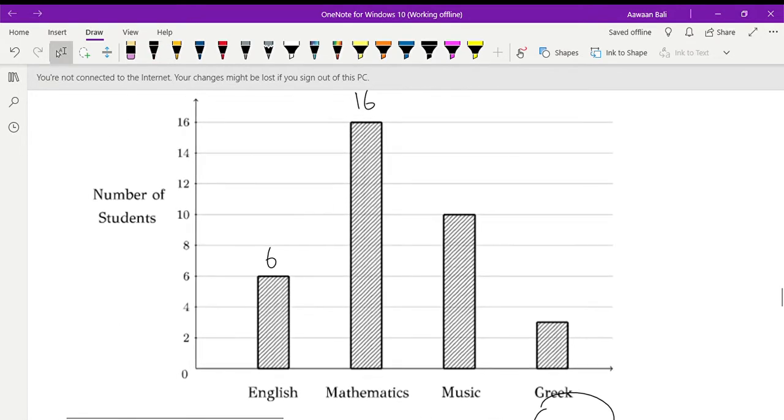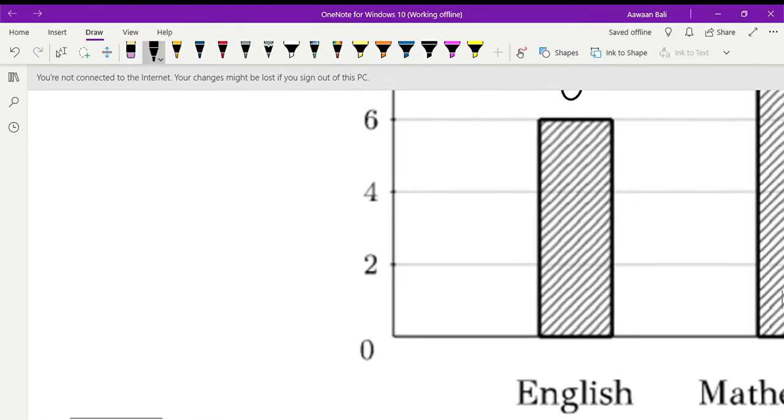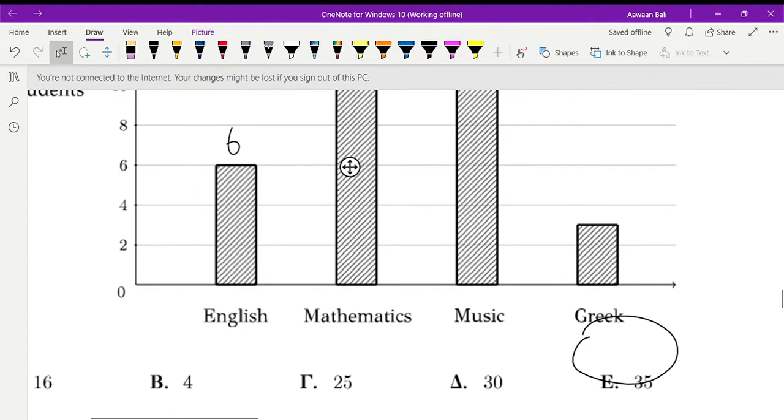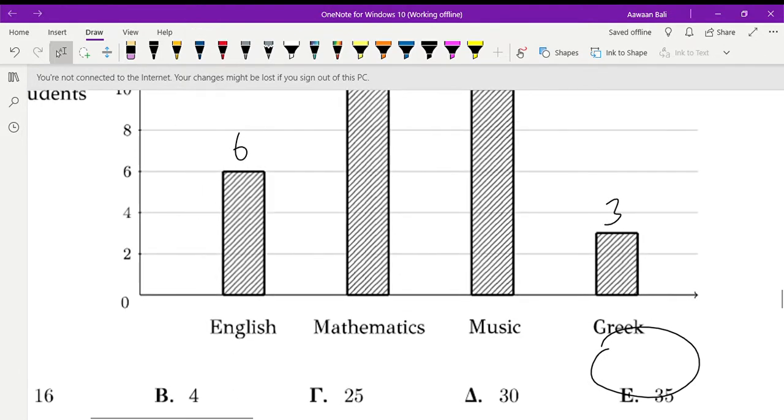And for music, we have 10 students. And for Greek, it's surprisingly in the middle of 2 and 4. So in the middle of here, in the middle of 2 and 4, we can say that's 3, because it's definitely halfway. So we can say that's 3.